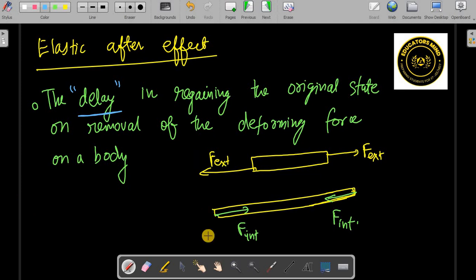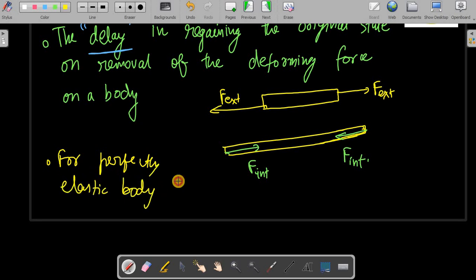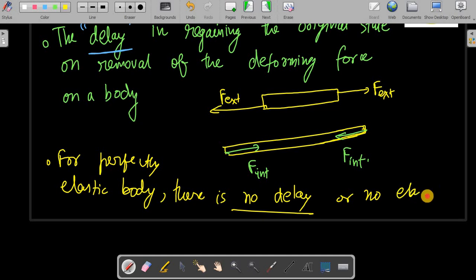So if you consider a perfectly elastic body, perfectly elastic material, there will be no such elastic after effect. For a perfectly elastic body, there is no delay, or no elastic after effect.